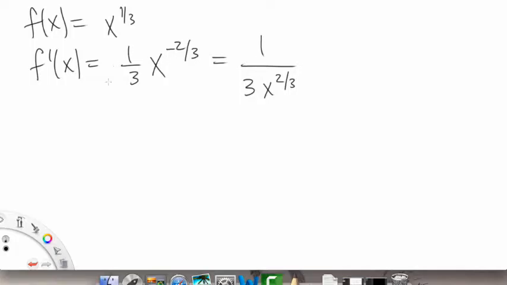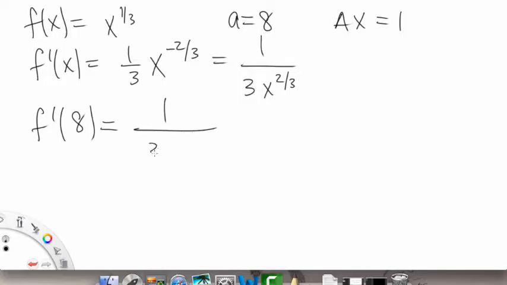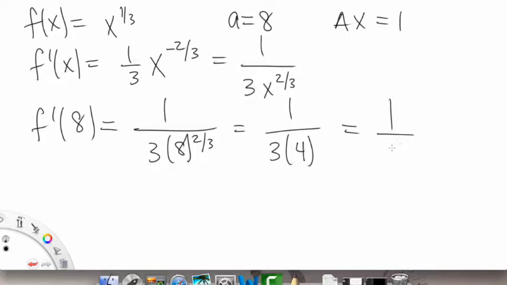Okay, now let's plug in our a value, where a is equal to 8. Just as a side note, Δx is equal to 1. So f'(8) is equal to 1 over 3 times 8^(2/3). That is equal to 1 over 3 times 2 squared, because the cube root of 8 is 2, and then we raise it to the second power, so we get a 4. So f'(8) is equal to 1/12.